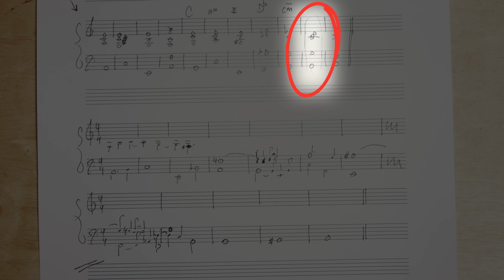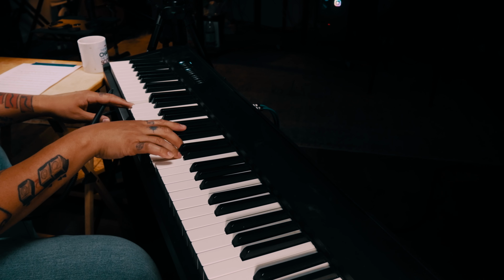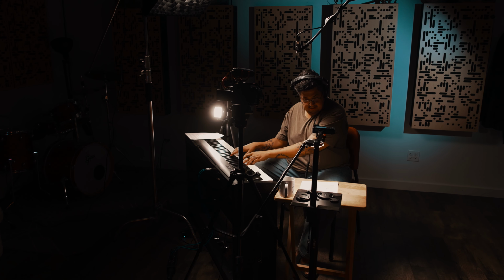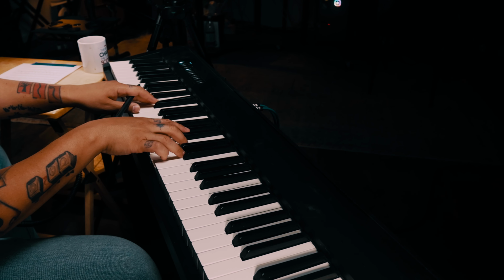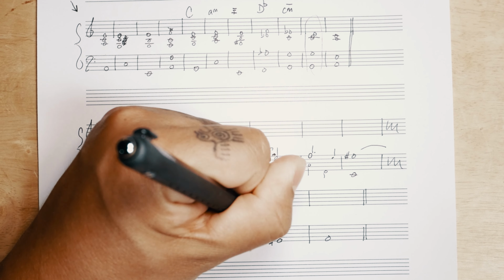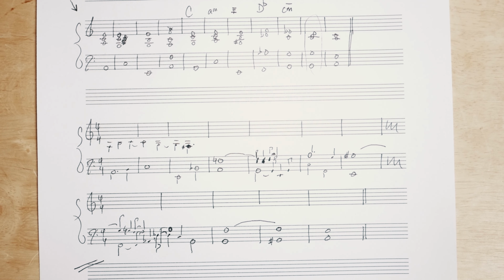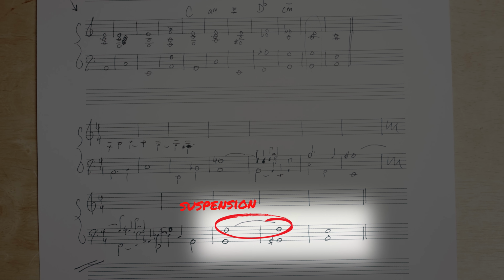And now we're arriving at our suspension. Which we were gonna elongate. So we're gonna have this hold on an F, and then resolve down to the E. So resolves down. And that's one of our inner voices written out as a line.